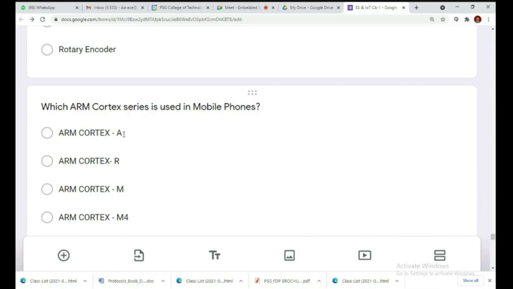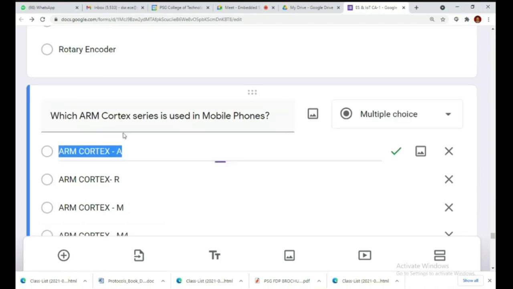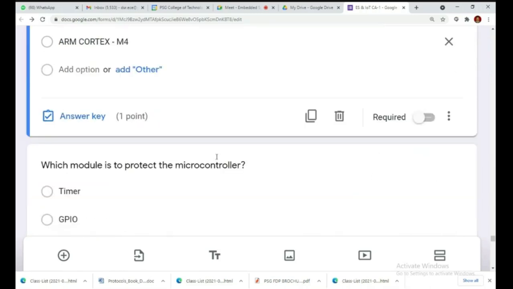Wherever there is multimedia, wherever there is audio and video, there exists an ARM Cortex A series microprocessor core. Wherever there are control applications, on-off control applications, wherever there is a microcontroller, ARM Cortex M series are widely used. So which ARM Cortex series is used in mobile phones? ARM Cortex A series is used in mobile phones is the right answer.